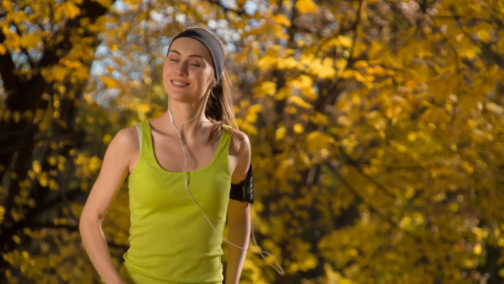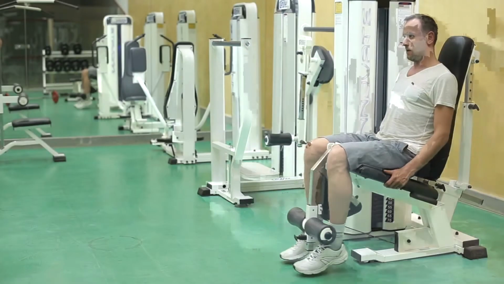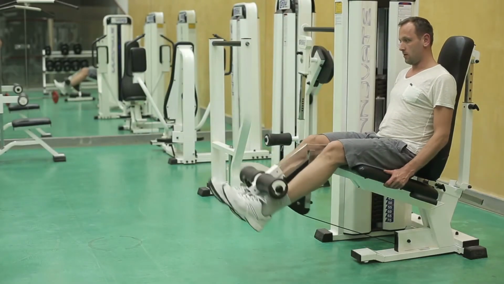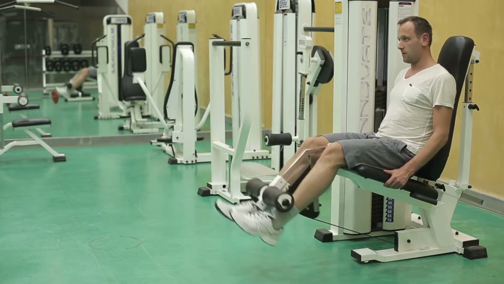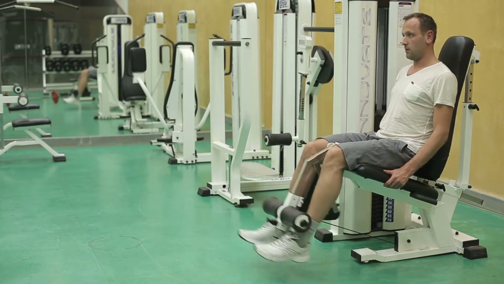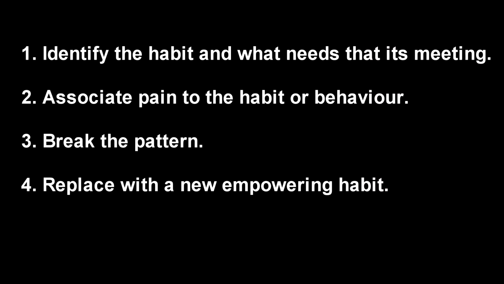So to quickly recap these steps, you want to 1. Identify the habit and what needs it's meeting. And then 2. You want to associate pain to the habit or behaviour. Then 3. You want to break the pattern. And then 4. You want to replace it with a new, more empowering habit which meets the needs that the habit you're wanting to change was previously meeting.